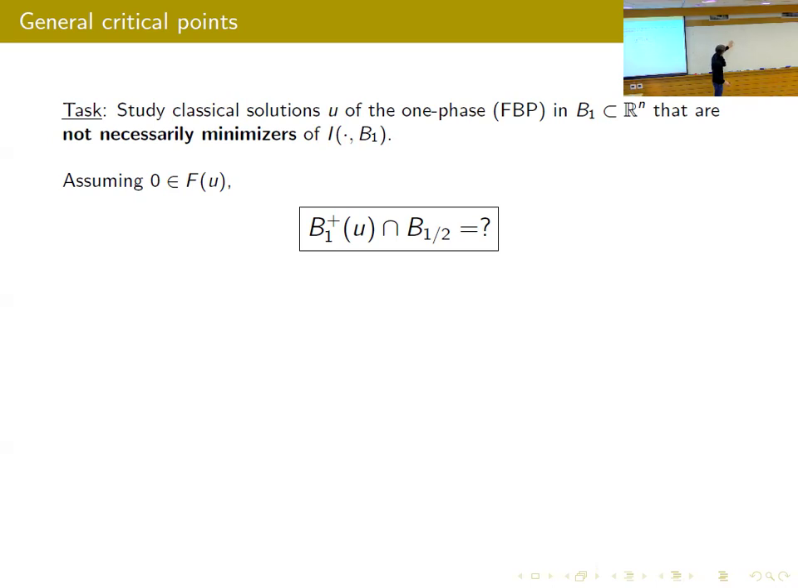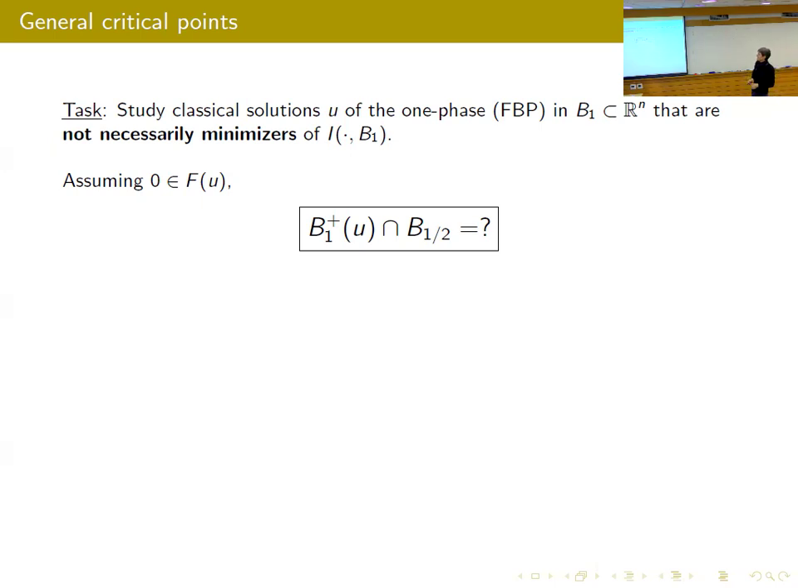On the one side, the solution is 0. On the other side, it's positive, and you have the constant gradient condition 1 on the free boundary. But you're not going to assume anymore that they minimize the energy given the fixed boundary conditions. So what can you say about the shape of the free boundary, say on an interior scale? If you have the one-phase free boundary problem defined on a ball of radius 1, what does it look like on a ball of radius 1/2?